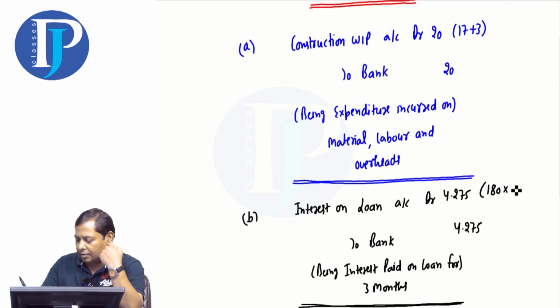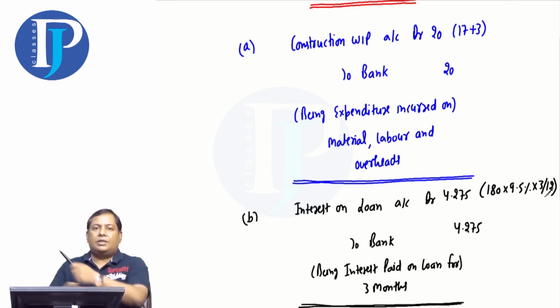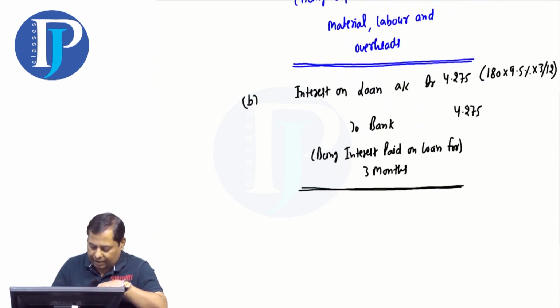$180 at 9.5%, 3 by 12. If you see the answer from the class book, it is rounded off to 4.3. I have only written the exact amount of interest for this, okay? If you want to write 4.3, it is fine. Now capitalize this interest as well.